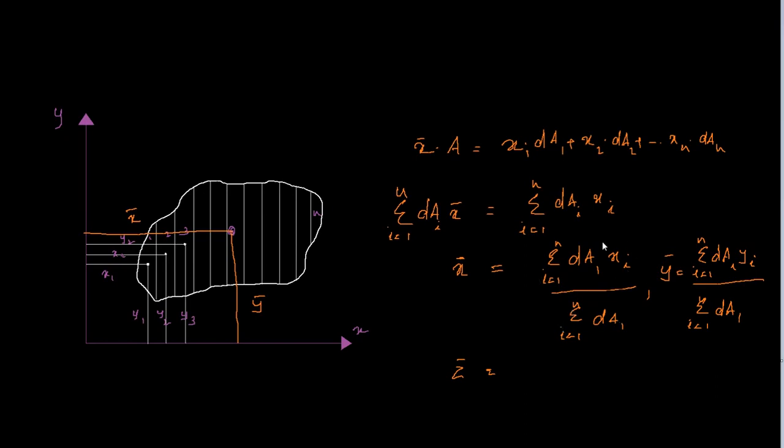And again, if you are finding the centroid of a volume, this will change to dV for volume, and this will change to dV. Now going back to a standard shape, not a standard shape but a combination of two standard shapes, let's see how we can find the center of gravity of a problem here.